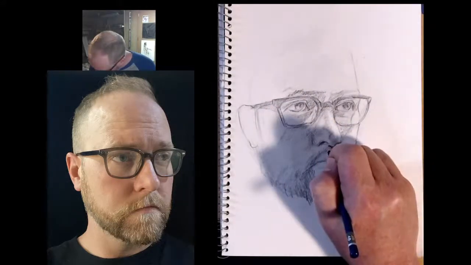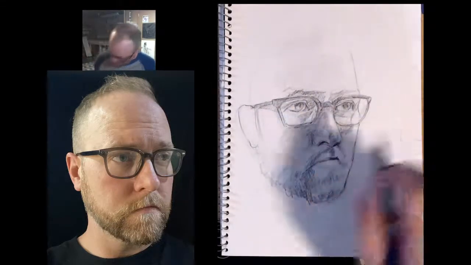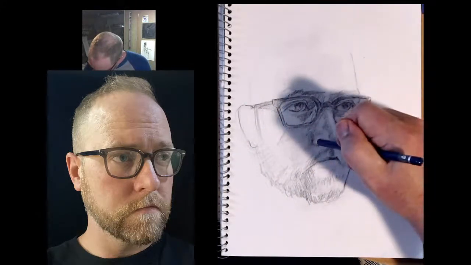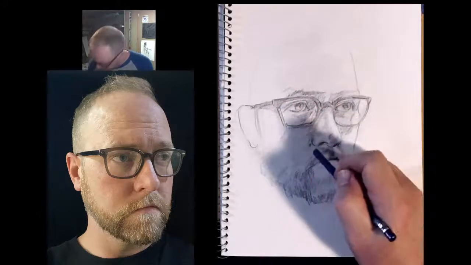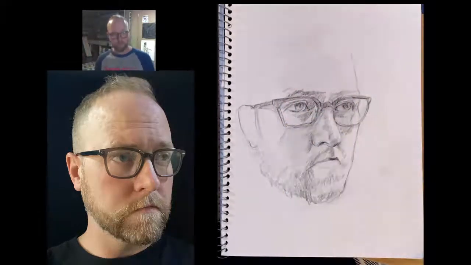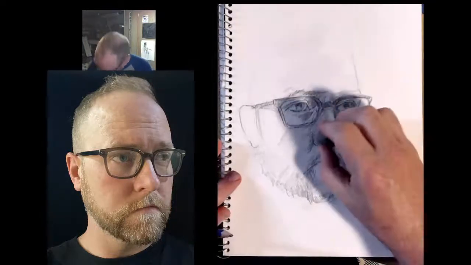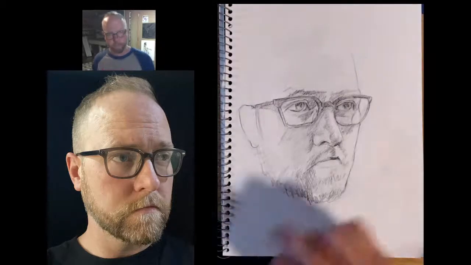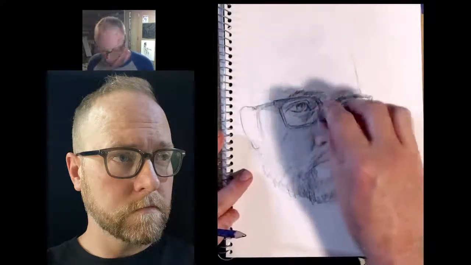That might mean working in a range of graphites, not just a single one. If you do pick a single one like I'm working with, make sure it's a dark enough one, a 2B or darker, that you can actually fit in some detail. So I'll pull out a little bit, kind of overemphasizing this a little bit. Let's lighten that a touch.